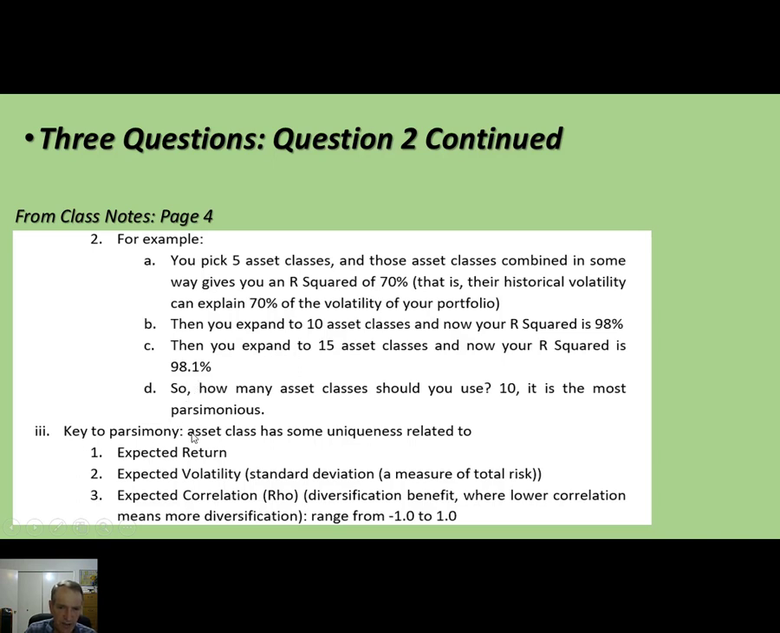The key to parsimonious is your assets have some uniqueness related either to their returns. Some assets have low expected returns, some assets have high expected returns. Or their volatility, their standard deviation, their risk. Some assets are low risk, some are high risk. Or their correlation. There are some assets that are really good at diversifying portfolios and others aren't. And diversification is measured by correlation, which ranges from -1 to +1. So if you have a negative correlation, it means it's helping diversify your portfolio. So cash, we'll talk about cash. Cash has a low expected return, but very low risk, and also has good diversification benefits.